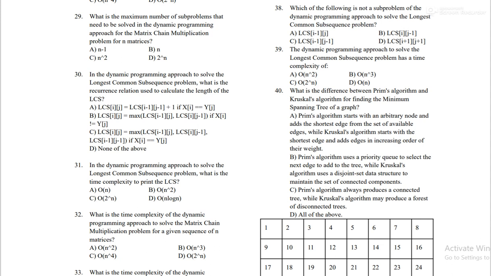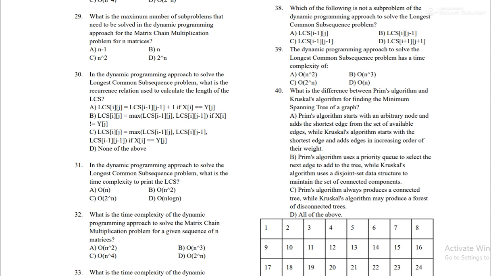The first reason can be Prim's algorithm starts with an arbitrary node and adds the shortest edge from the set of available edges, while Kruskal's algorithm starts with the shortest edge and adds edges in increasing order of their weight. As we know, in Kruskal's algorithm we arrange all the edges in ascending order of their weights, and we add edges one by one. But in Prim's algorithm, we take any arbitrary node as our starting node, visit each edge connected to it, and select the minimum edge present in the given set of edges.